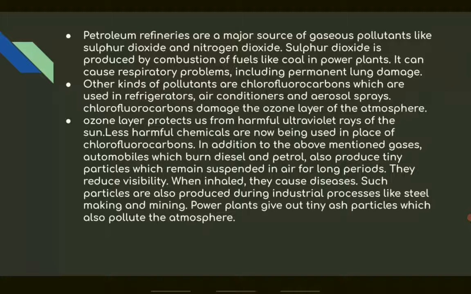In addition to the above mentioned gases, automobiles which burn diesel and petrol also produce tiny particles which remain suspended in the air for long periods. They reduce visibility. When inhaled, they cause diseases. Such particles are also produced during industrial processes like steel making and mining. Power plants give out tiny ash particles which also pollute the atmosphere.